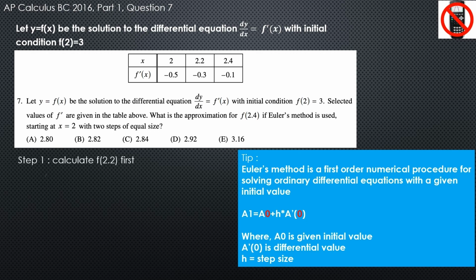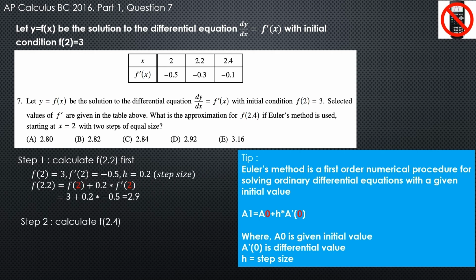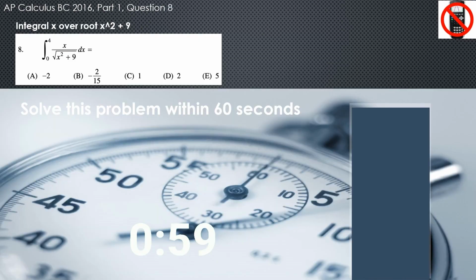Step 1. Calculate f(2.2) first. Step 2. Calculate f(2.4). The answer is C. Solve this problem within 60 seconds.